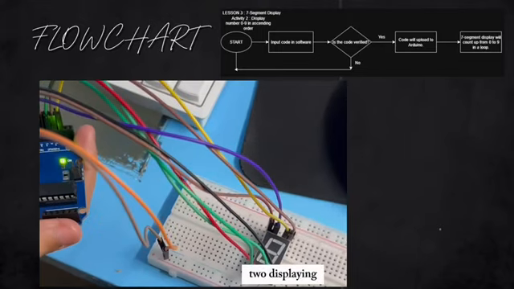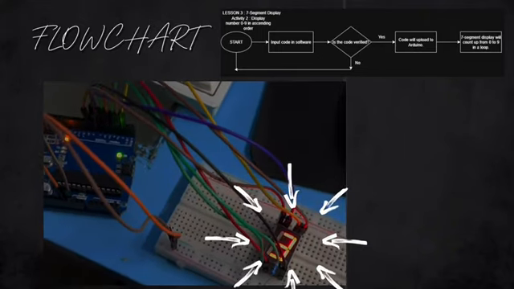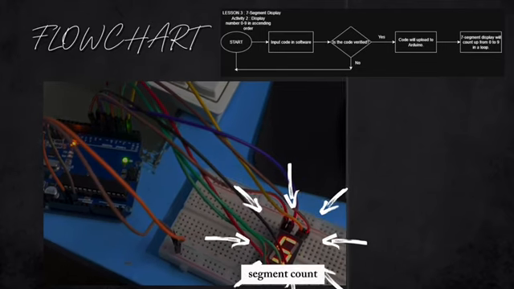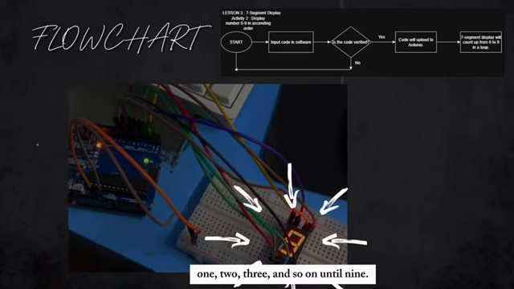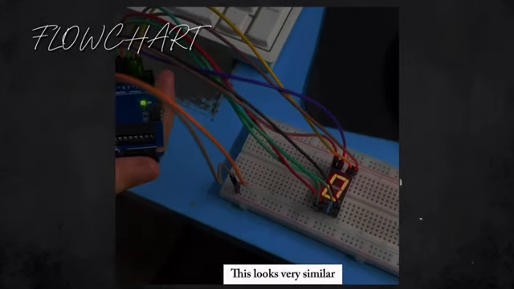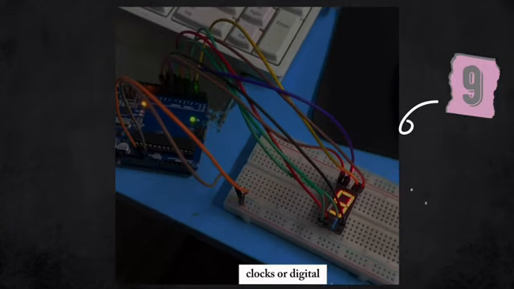Activity 2: displaying numbers 0 to 9 sequentially. We can make the 7-segment count from 0 to 9 one by one. It goes 0, 1, 2, 3, and so on until 9. This looks very similar to how numbers appear on calculators, clocks, or digital devices we use every day.